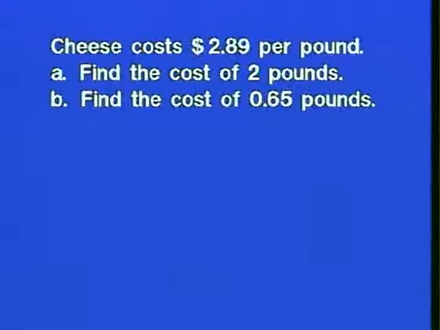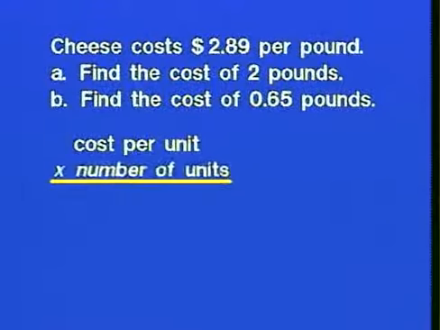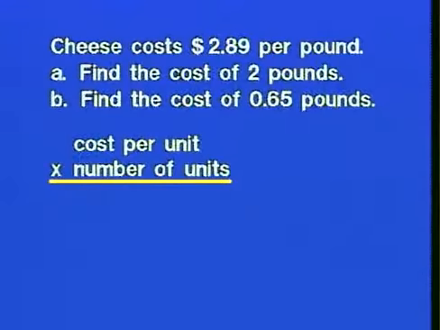In this problem, we're given the unit price of cheese. It says cheese costs $2.89 per pound. And then we're asked to find a couple of things, to make a couple of calculations. The first item, find the cost of 2 pounds. Well, we know that fundamentally to find a total cost, what we do is we take the cost per unit and we multiply by the number of units we have, and the product will be our total cost.